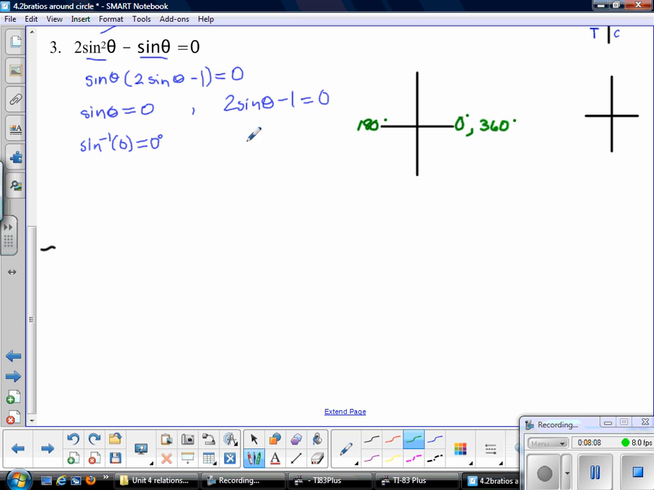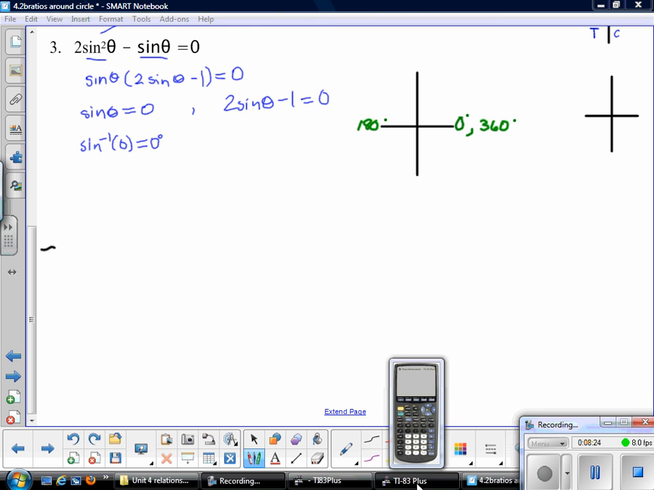So when you end up figuring out whether it's sine or cosine, and you get numbers like 0, 180, 90 or 270, you want to check them out because they could be in more than one place. So this one actually has 3 thetas.